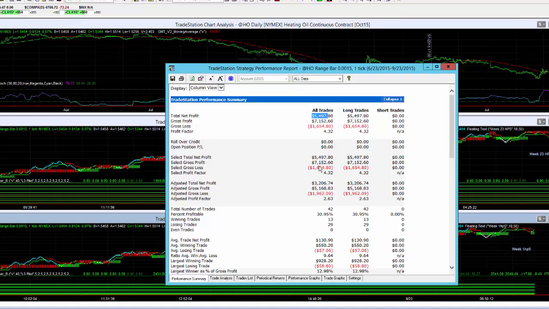Basically, we get an average profit factor of 4.32. Our average trade net profit jumps to a massive 130. That is fantastic. Our risk doesn't increase, but our average winning trade increases, so that means that we're getting more bang for our buck. So that's a fantastic result.